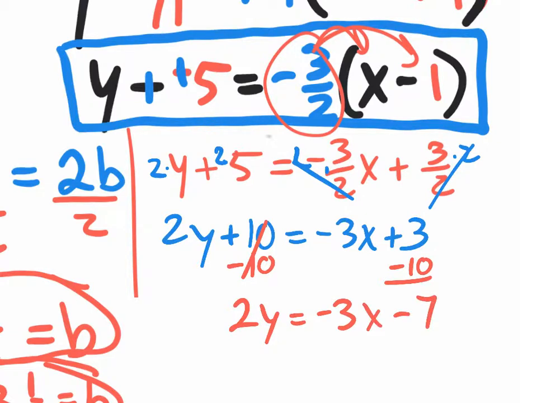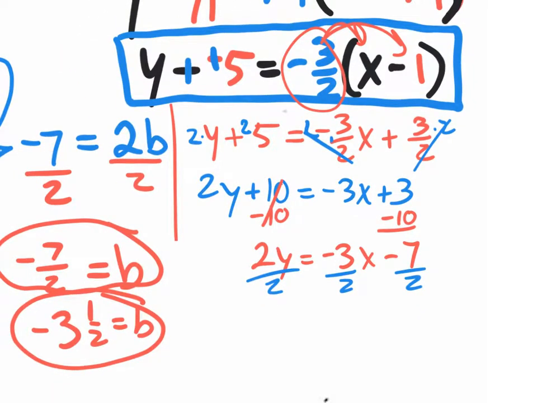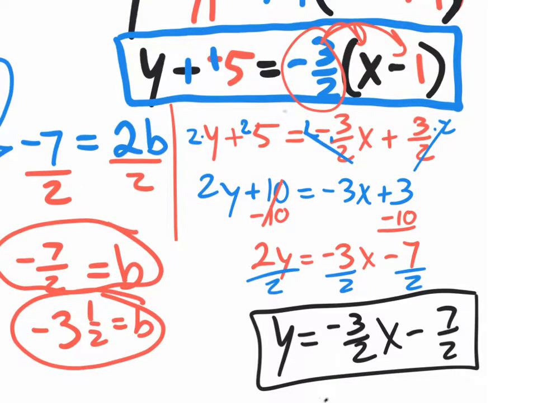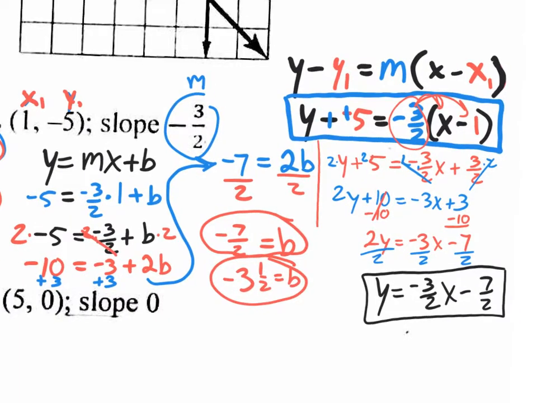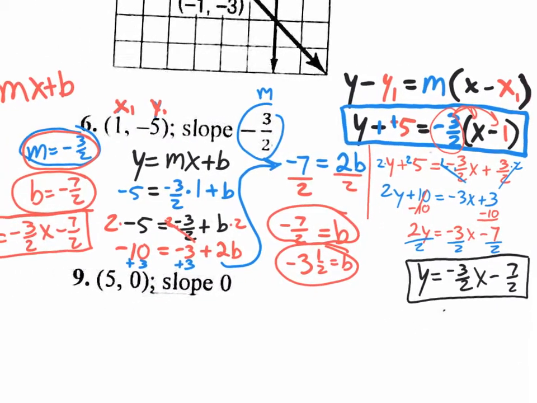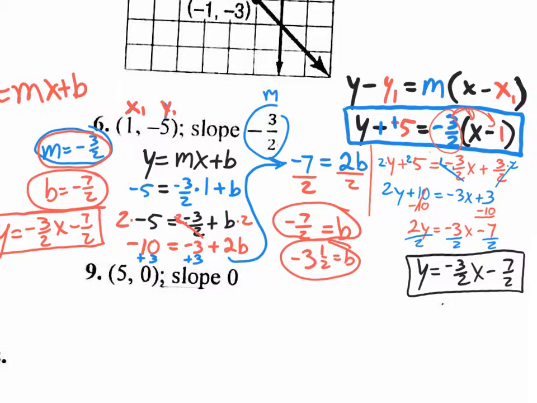Final step would be to do what? Divide by 2, divide by 2, divide by 2. And ladies and gentlemen, we're going to get the same exact equation that we did before. y equals -3/2 x minus 7/2. That's your slope-intercept form equation. Again, right here, I'm just messing with equations. I'm changing the way they look. And I'm proving to you that it's beneficial to memorize this method or this form that's called point-slope form.